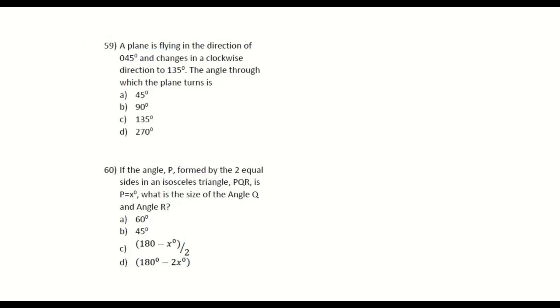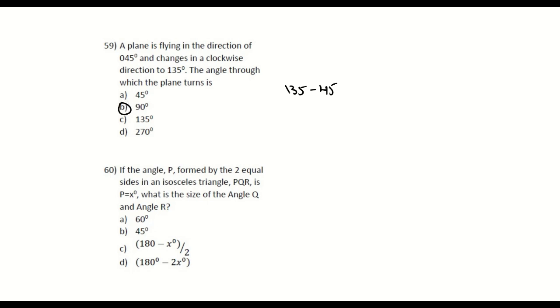Right, then a plane is flying in a direction of 45 degrees and changes in a clockwise direction of 135. The angle through which the plane is turned is. So the angle through which the plane turns, if it is going in an angle of 45 and it turns in a clockwise direction to 135 degrees, that means it would be 135 minus 45, which is 90 degrees.